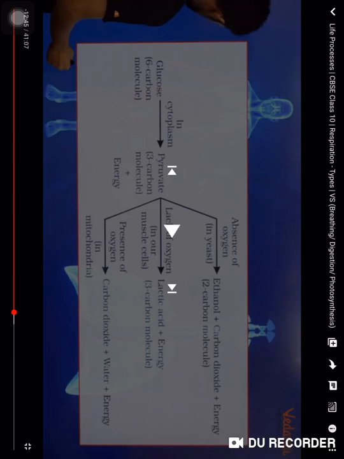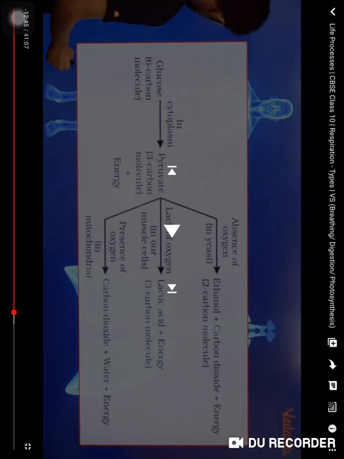Inside the mitochondria. And it is a cell organelle which is present in plant cell as well as animal cell, and this will convert 6 carbon into 3 carbon, and 3 carbon into 1 carbon: carbon dioxide plus water plus energy. So these are the byproducts which you are getting in aerobic respiration. Presence of oxygen means aerobic respiration, and carbon dioxide plus water plus energy.